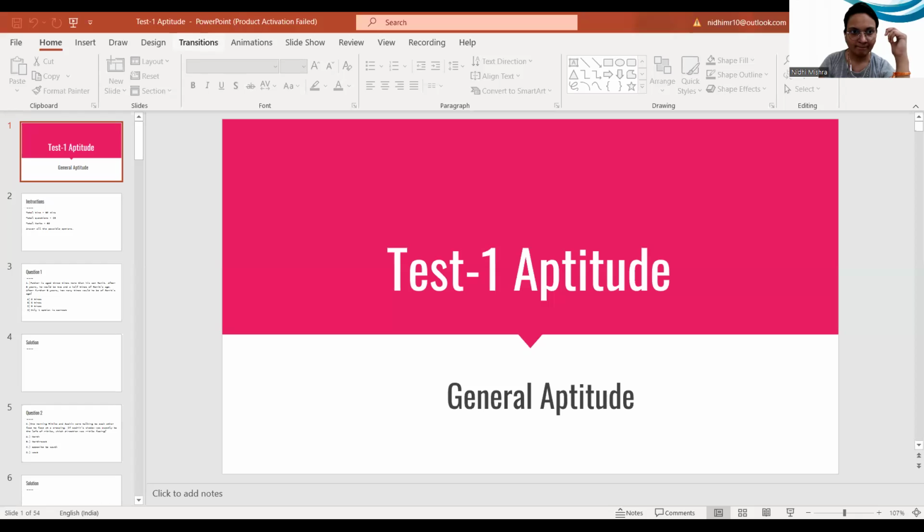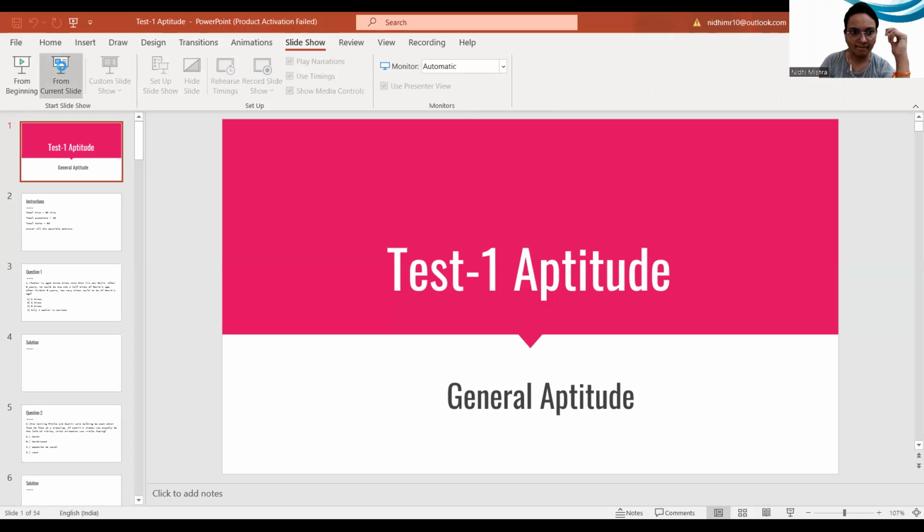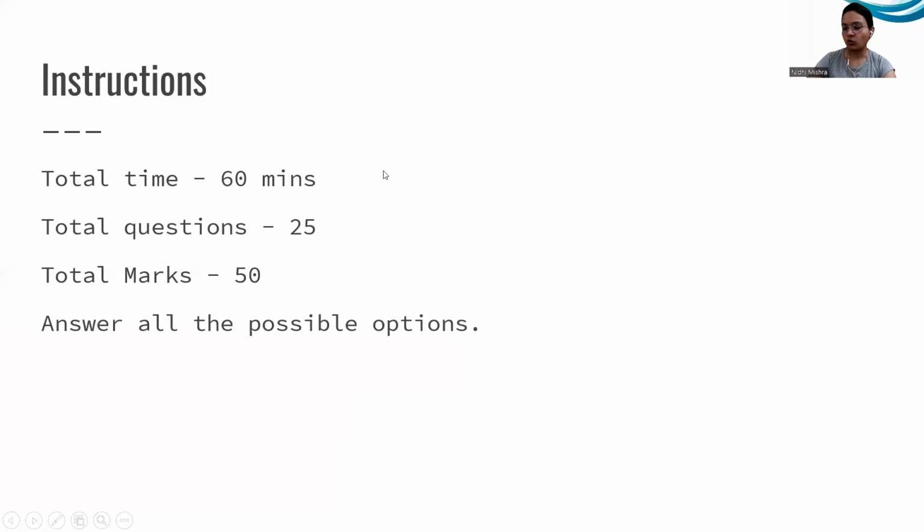So let's start with the solutions and you will get to know what is the wrong you are doing. So this is our test 1. There are some instructions. Total time is 60 minutes. Total questions 25. Total marks 50.